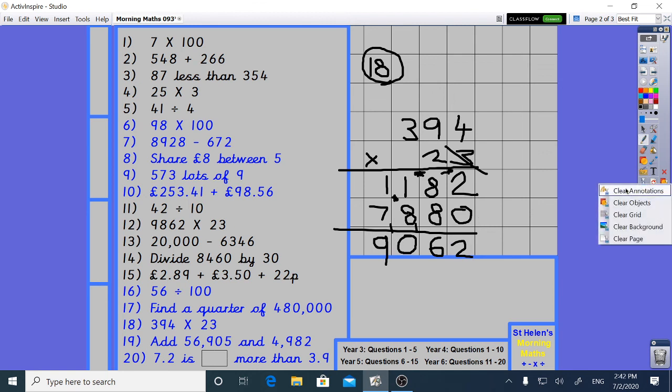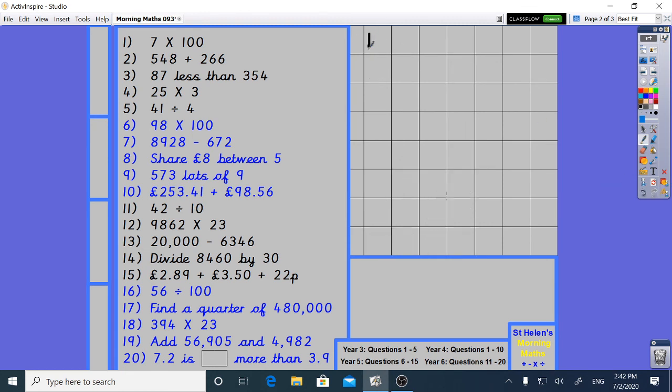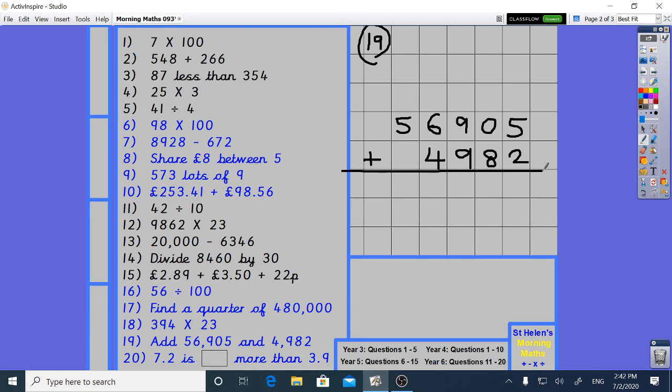And we are on question 19, just a big addition. Copy the numbers carefully. I'm talking to myself as well as you, you know, when I say that. I know what I'm like. If I'm not careful, I won't copy the numbers correctly. So let's copy those right and let's add up. Oh, there's hardly any carrying. A little bit now. 61,887.